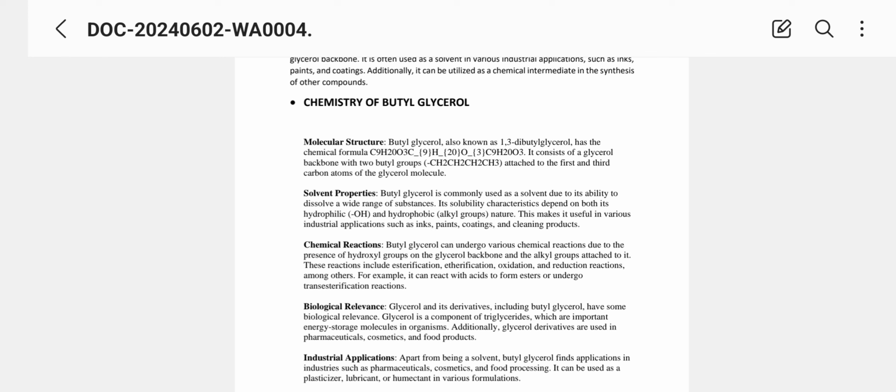Biological relevance. Glycerol and its derivatives, including butylglycerol, have some biological relevance. Glycerol is a component of triglyceride, which is an important energy storage molecule in organisms. Additionally, glycerol derivatives are used in pharmaceutical, cosmetic, and food products.